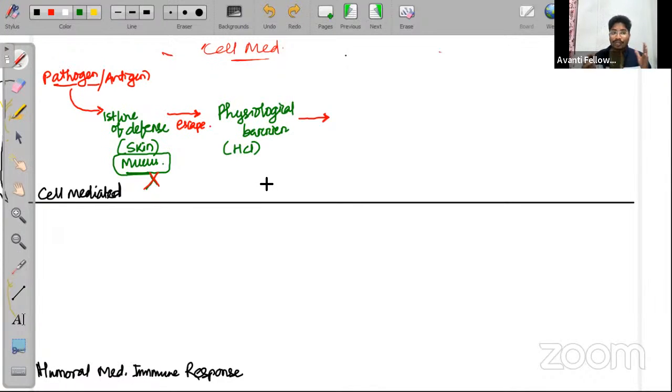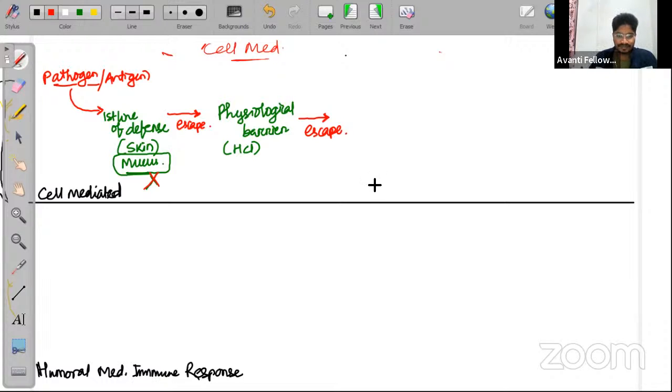But the pathogen is again more powerful than this particular medium. The pathogen is more adaptive. ज़्यादा adaptive है, ज़्यादा powerful है. So now the pathogen can escape the physiological barrier also. Why? Because it is more powerful and more adaptive. इसको भी escape कर दिया. Right? After escaping from the physiological barrier, the pathogen will enter into the blood now, right?